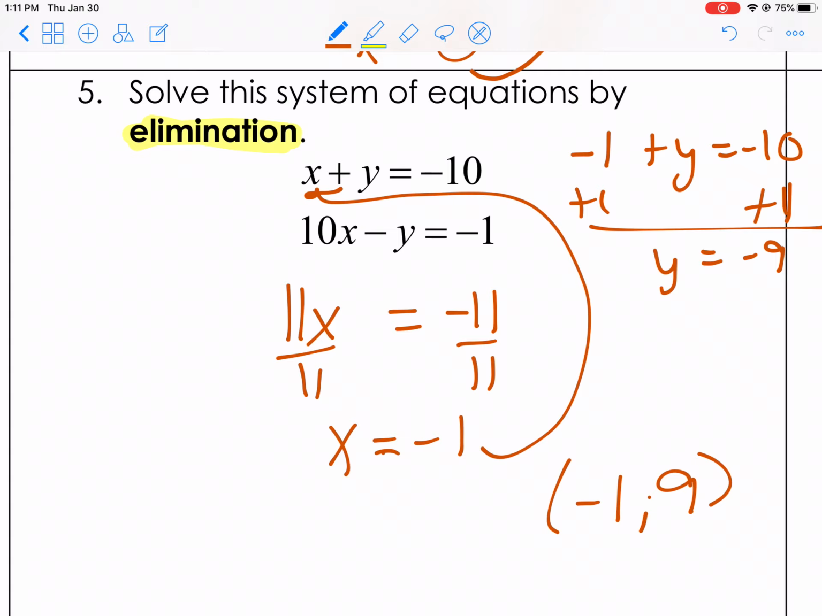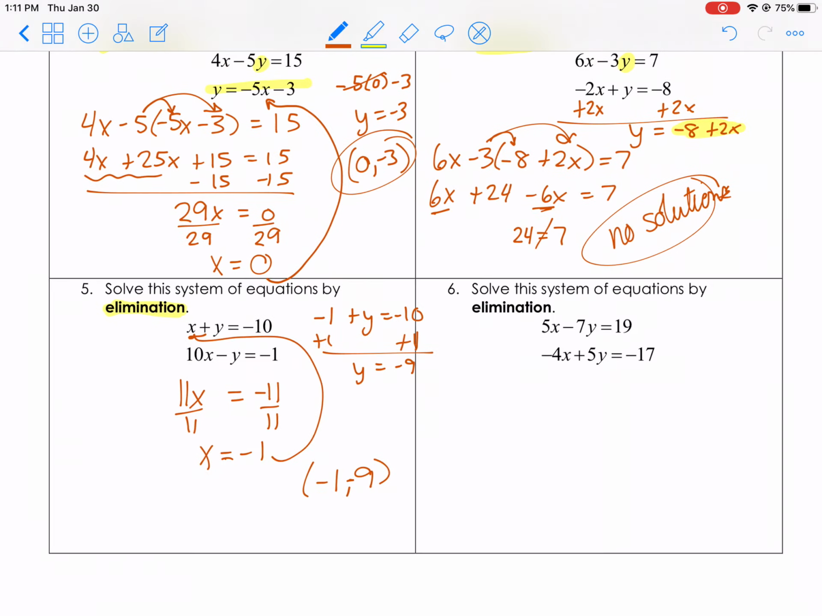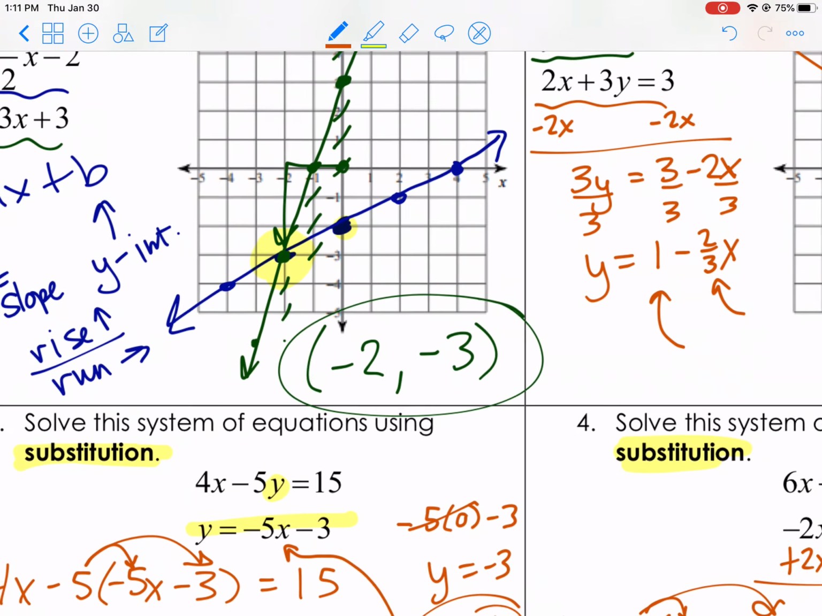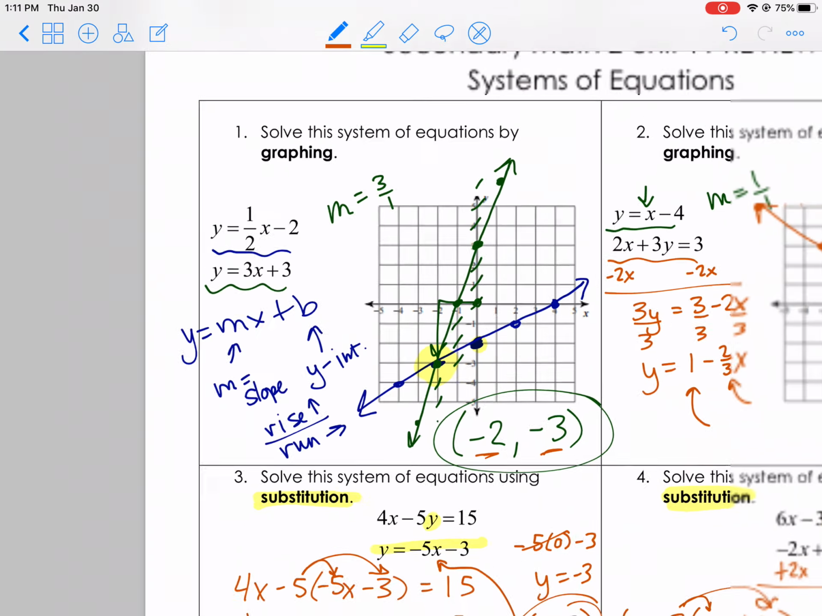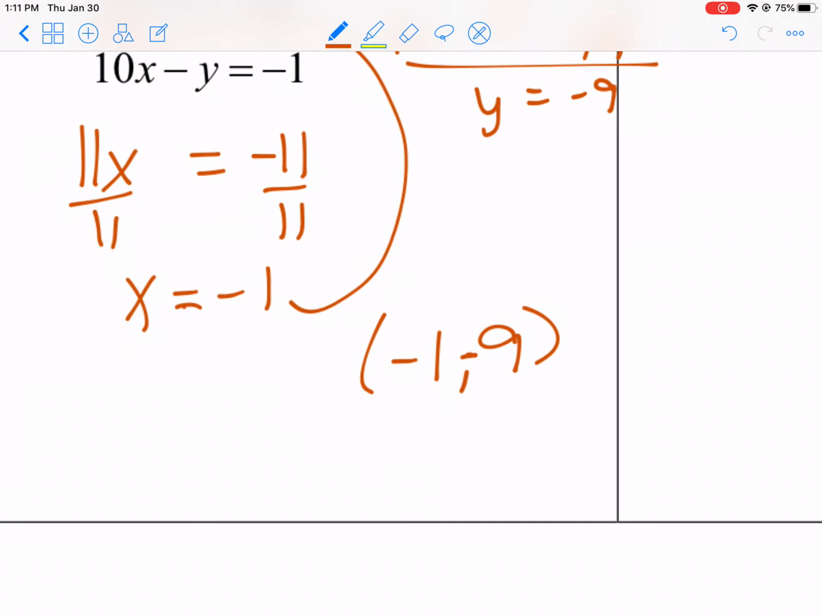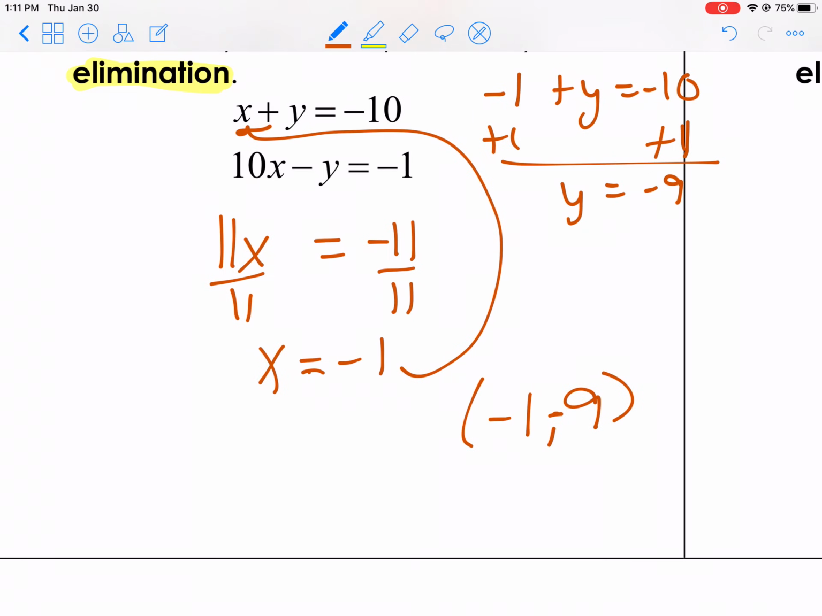I haven't mentioned, but I should have, that you want to be checking your work, right? So each time after you finish, even from these graphing ones, you could plug in -2 for x, plug in -3 for y, and make sure that each equation works. It has to work in all of them in order for that to be the right answer. If it doesn't work in all of them, then that means there's been an error made. You need to go back and try it again.